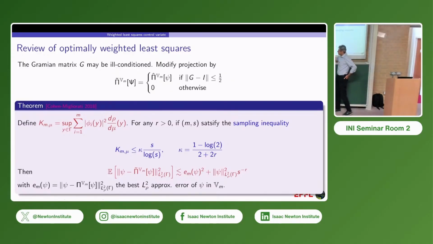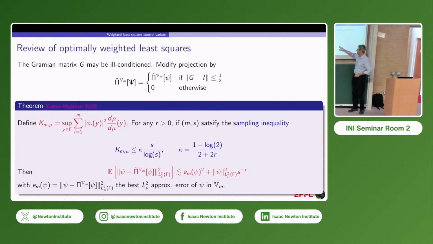If you do this, then you can show that the mean square error between the original function and this reconstruction here is, up to constants that are nice and can be quite precisely quantified, essentially the best approximation error that you can do in the subspace. So this is the best L2 approximation error in the subspace. You lose very little by this discrete projection with respect to an ideal true projection, plus a term that comes from the fact that we have a certain small probability of doing garbage, essentially. This small term can be made arbitrarily small. That's where this parameter R enters.